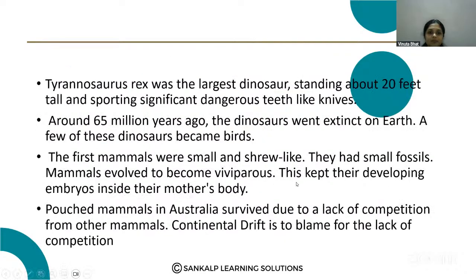Very important. Tyrannosaurus Rex was the largest dinosaur, standing about 20 feet tall and sporting dangerous teeth like knives. So here there is a dinosaur, the name is Tyrannosaurus Rex. Very important. Please note down the point, Tyrannosaurus Rex. That is the important one.